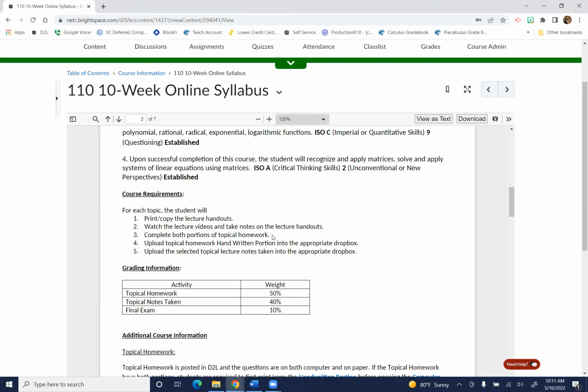Complete both portions of the topical homework if it has both portions. Some of them only have a computer portion. Some topics have both computer and handwritten portions. Complete both portions of the homework and upload your handwritten portion into the Dropbox. And of course, upload your selected lecture notes every week into the Dropbox.